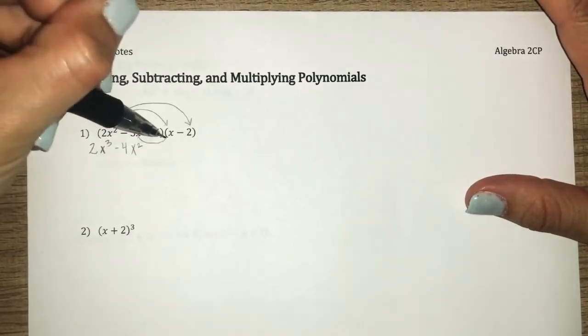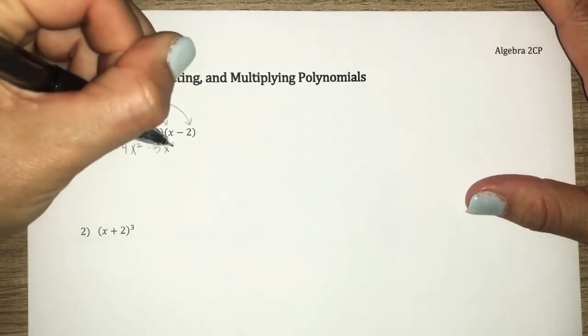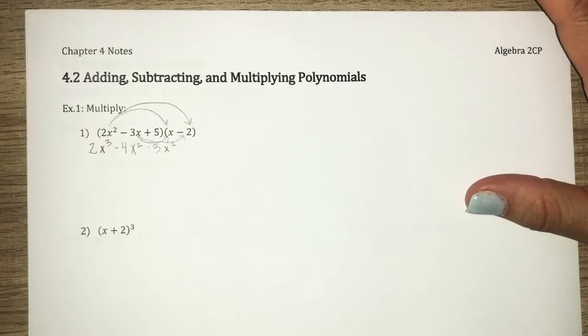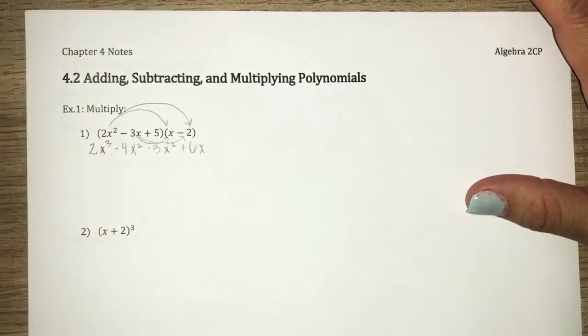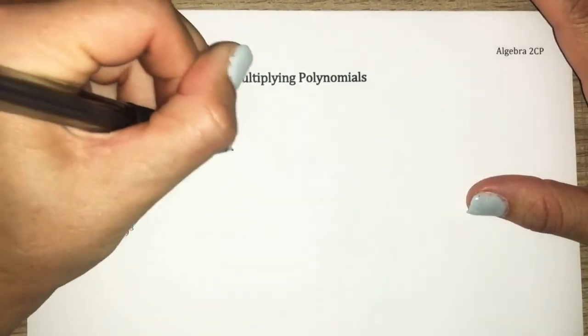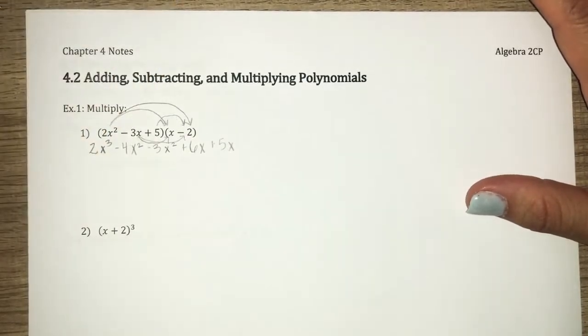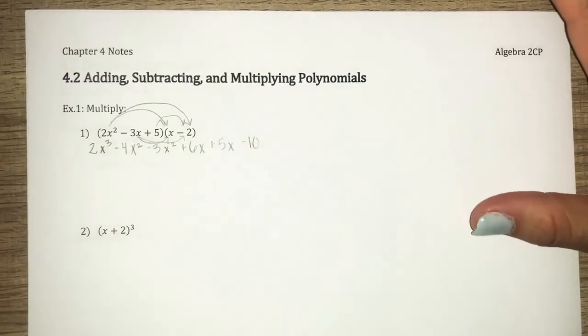Negative 3x times x, that would become negative 3x squared. And then negative 3x times negative 2, that would become positive 6x. 5 times x is 5x, so plus 5x. And then 5 times negative 2 would become negative 10. And then from there, we're just going to combine like terms.